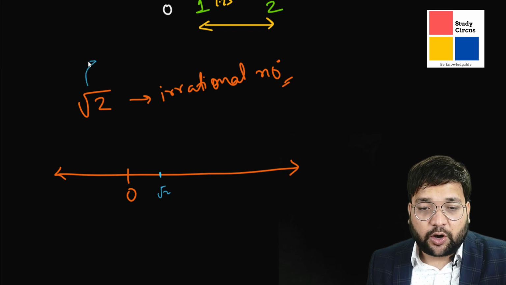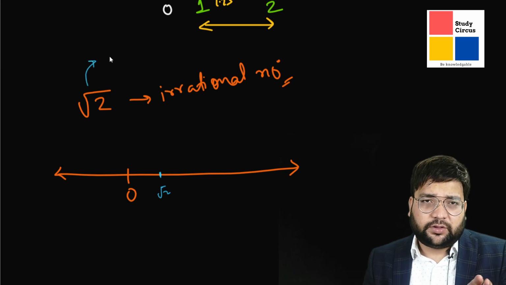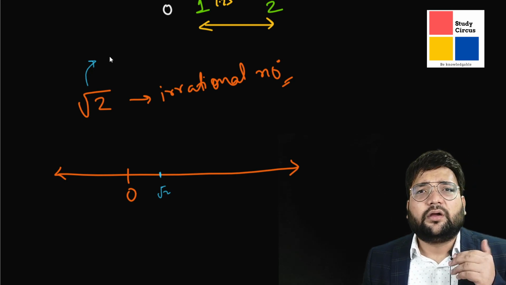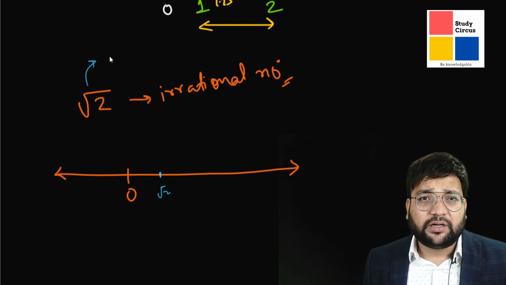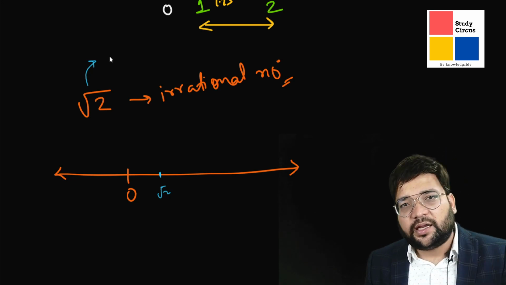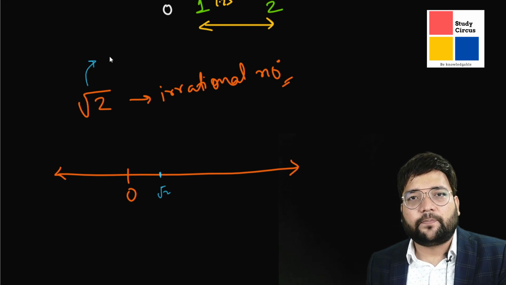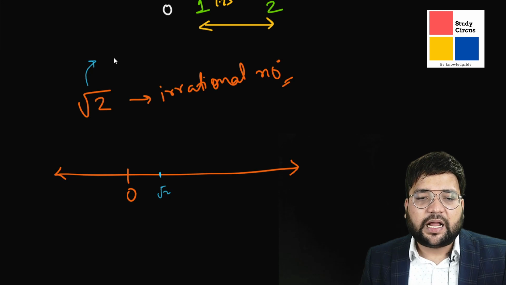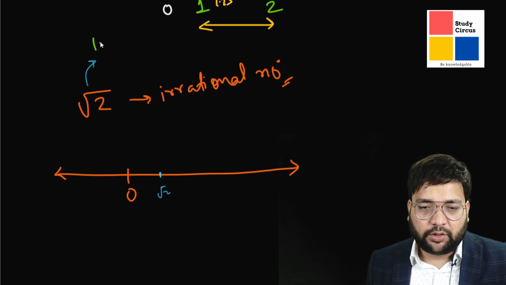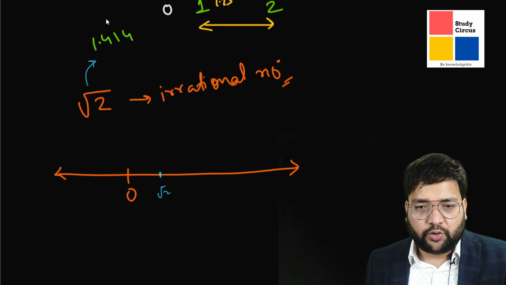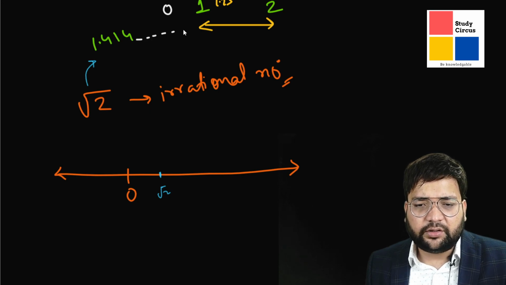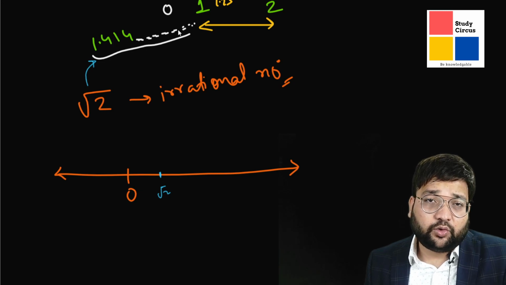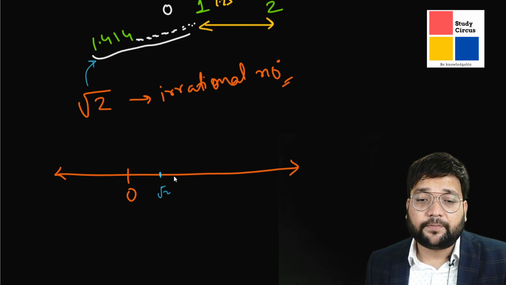Because this cannot be represented in the form of some terminating decimal. Even a rational number, even if it is non-terminating, is recurring and can be converted to p by q form, the fraction form. So that can be represented. But for irrational numbers, I cannot say that this is equal to 1.414. No, this is just the approximate value. This thing continues, random numbers will come one after the other. So then how to exactly represent this? This is the trouble.